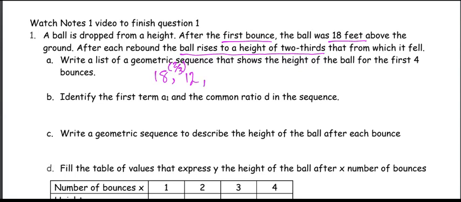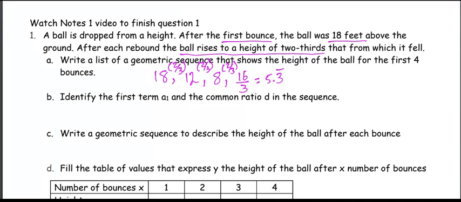The height after the third bounce is going to be, again, 2/3 of the height of the second term or second bounce. So that means I'm going to have 12 times 2/3, which is 8. The height after the fourth bounce is going to be, again, 2/3 of the previous height, which is 8. 2/3 of 8 is 16/3, which is approximately 5.3 repeating.